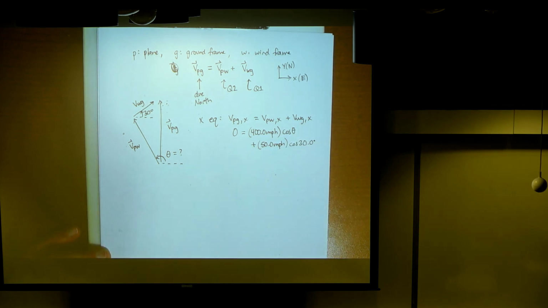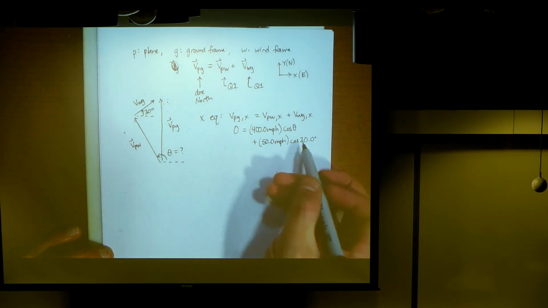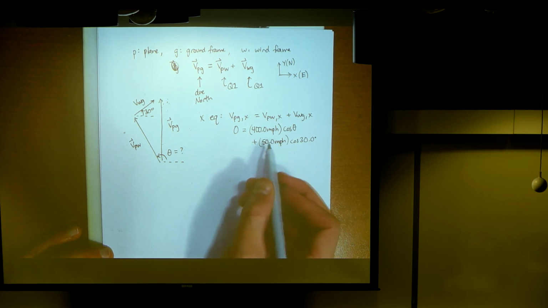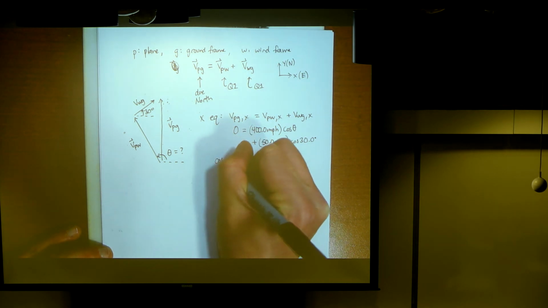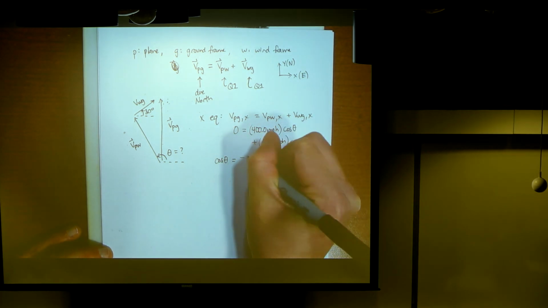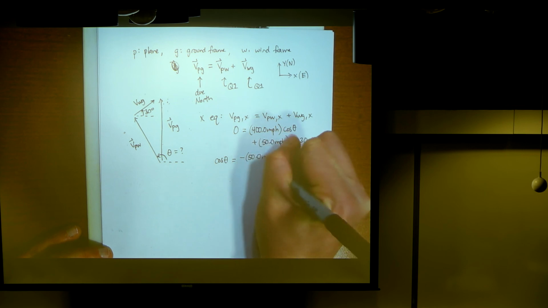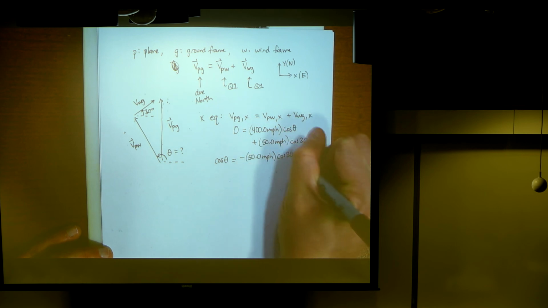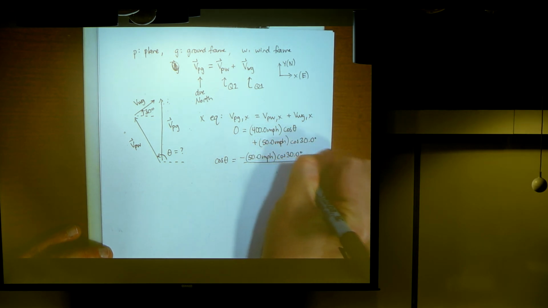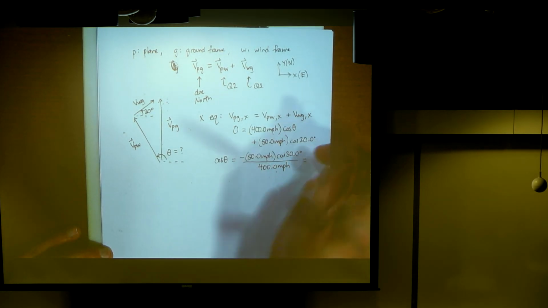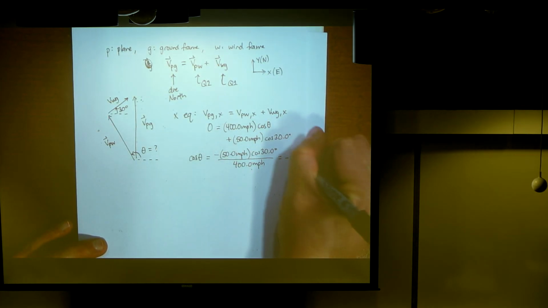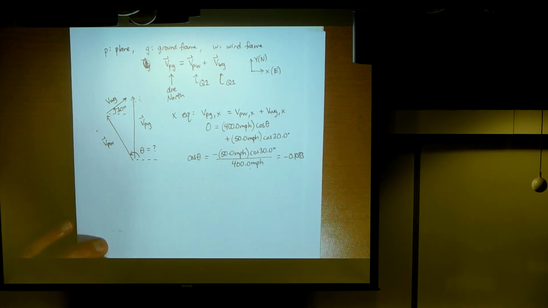So I'm trying to solve for theta. So let's throw this term to that side, so it's negative. And then let's divide out the 400 miles per hour. So again, cosine theta equals minus 50 miles per hour times cosine 30 degrees, and then divide out 400 miles per hour. All right? If you crunch these numbers, you're going to get minus 0.1083. So you can verify that.